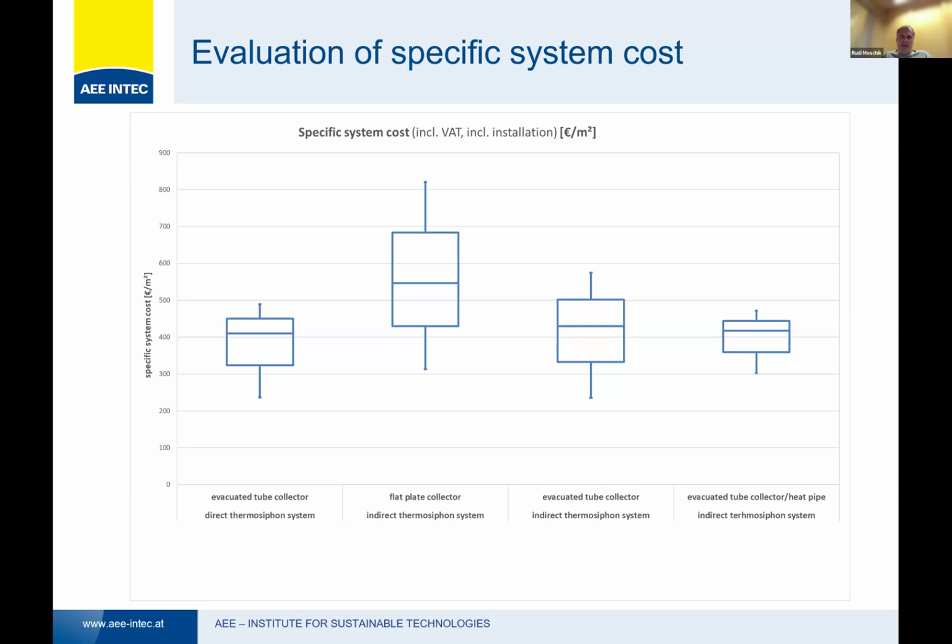Also, the cost perspective is always an issue. Here we find an evaluation of more than 300 systems done over the last 3-4 years. In the first column, we have just direct thermosyphon systems. They are the cheapest, with an average cost of around 400 euro per square meter. The indirect thermosyphon systems with flat plate collectors are a little more expensive, with a maximum price of 800 and an average price of 550. And the indirect systems, which are dominating the market at the moment, are in the range of 420, 430 euro per square meter.